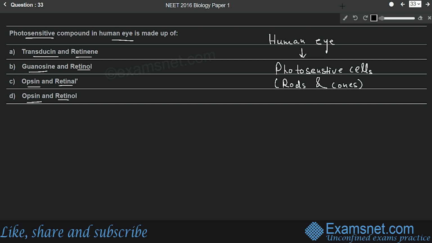Now these photosensitive cells produce different kinds of pigments or compounds. So one of the most common pigment is rhodopsin. So this is the photosensitive pigment or photosensitive compound that we are talking about, and we have to tell what it is made up of. So these are made up of proteins known as opsin and retinal. Okay, so the correct option will be option number C, that is opsin and retinal.